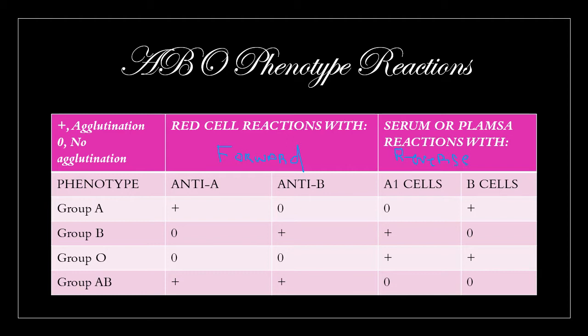Group A, positive with A. Group B, positive with B. Group O, negative. And AB, positive with both on the forward type. And then the reverse is the opposite.